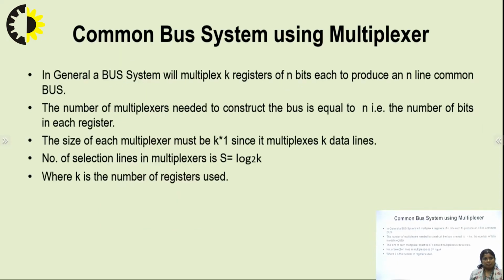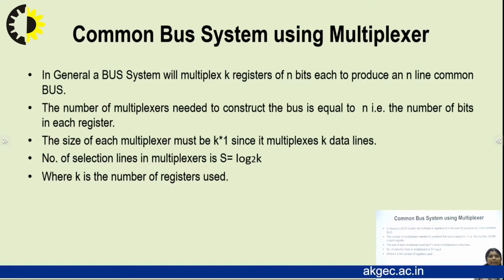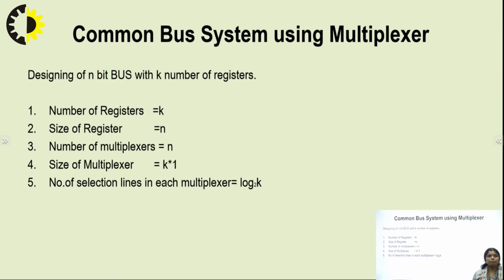Now, the common bus system using a multiplexer. The multiplexer, a combinational circuit, is useful when we create a common bus system for transferring information from one register to another register. We can use a simple example. Suppose the number of registers is k and we have to produce an n-line common bus. In this case, the number of multiplexers will be equivalent to the size of the register, and the selection lines will be log of the number of registers to the base 2. Now, this is the example.